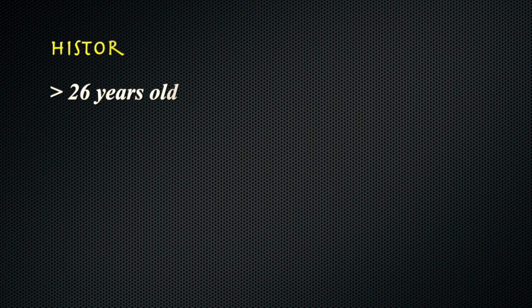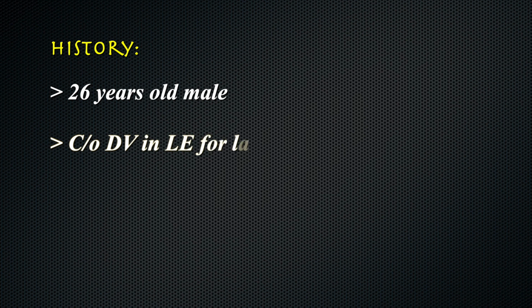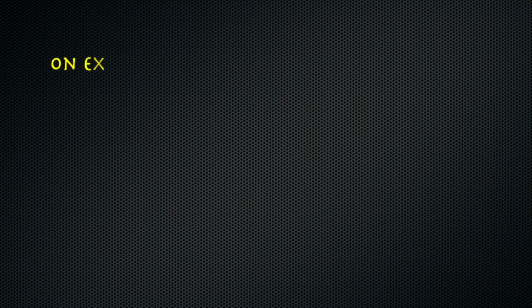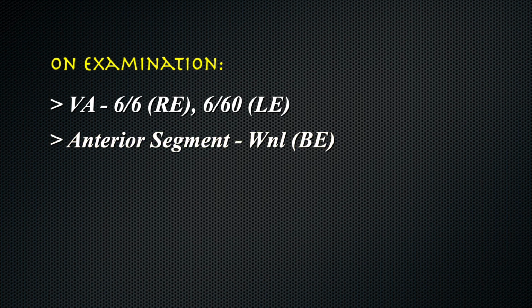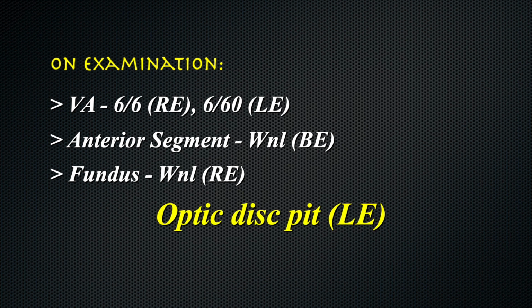A 26-year-old male patient presented with dimness of vision in his left eye since last 3 months with no systemic disorders. On examination, right eye visual acuity was 6/6 and left eye 6/60. Anterior segment examination revealed both the eyes within normal limits. Fundus examination revealed right eye within normal limits and left eye optic disc pit.